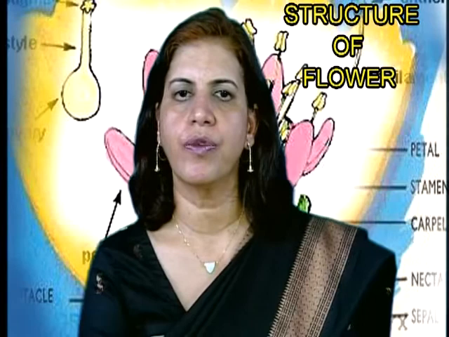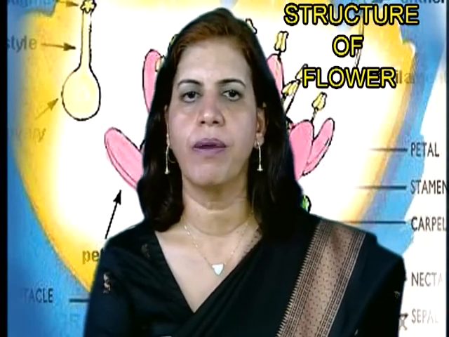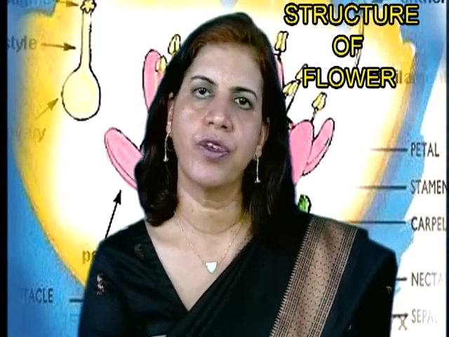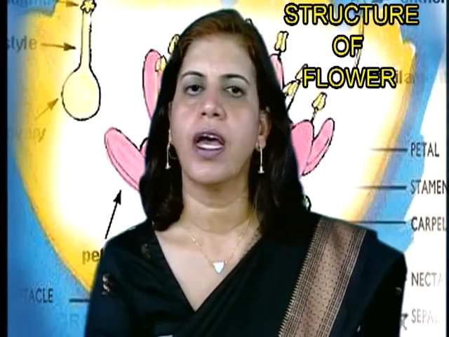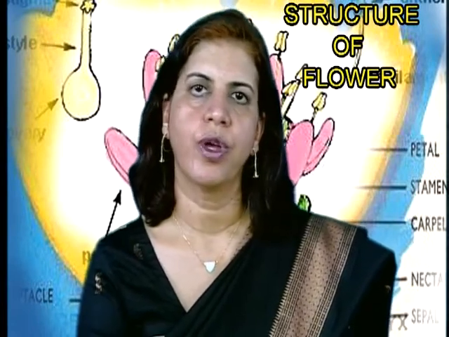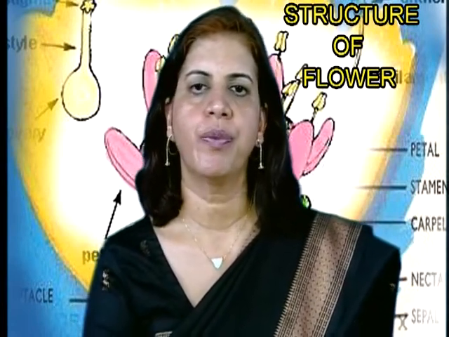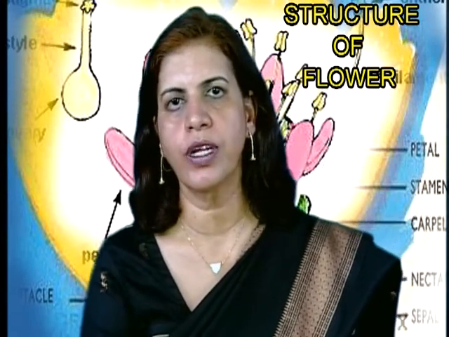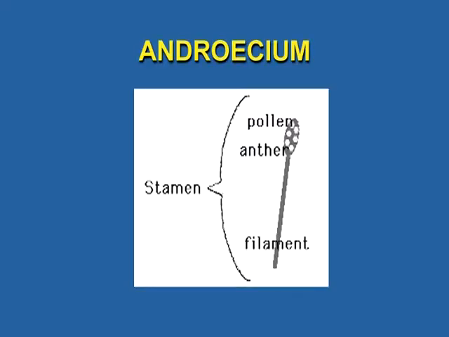It is made up of a slender stalk, the filament, and a bilobed structure at the tip, the anther. The anther usually contains four microsporangia which produce a large number of pollen grains. Now, you see in the diagram in the slide, this is the androecium, collectively known as the stamen. The long stalk is known as the filament and the bilobed structure present at its tip is known as the anther.